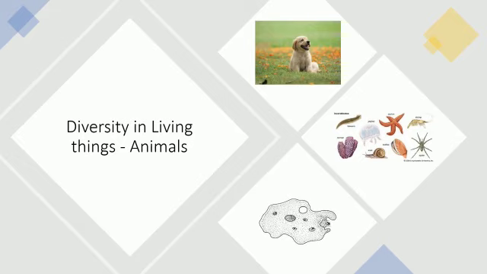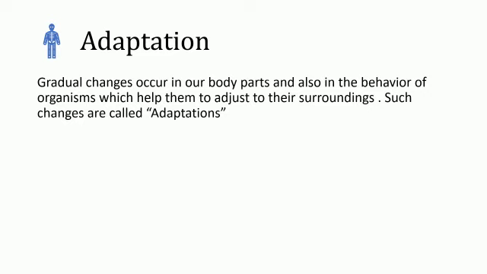Camel is a desert animal which is found in Rajasthan. But have you seen a camel living in Kashmir? What is the reason for this difference? The reason is adaptation. Gradual changes occur in our body parts and also in the behavior of organisms, which helps them to adjust to their surroundings. Such changes are called adaptations.